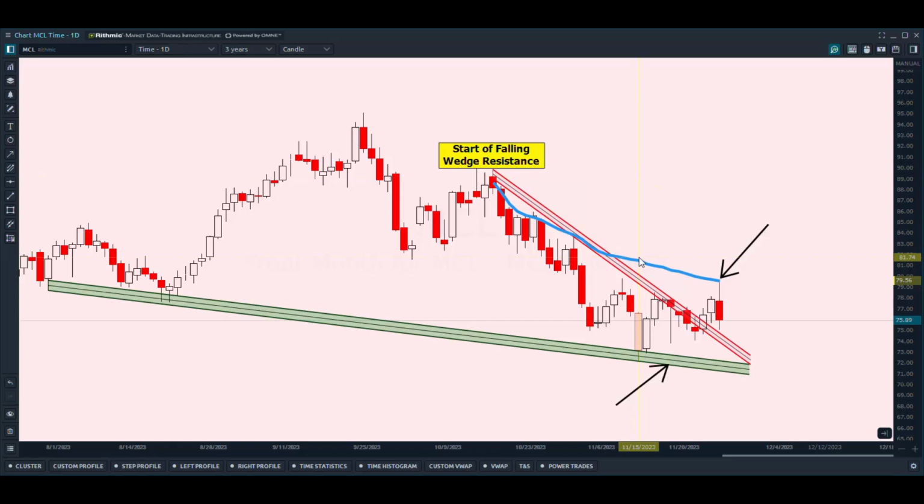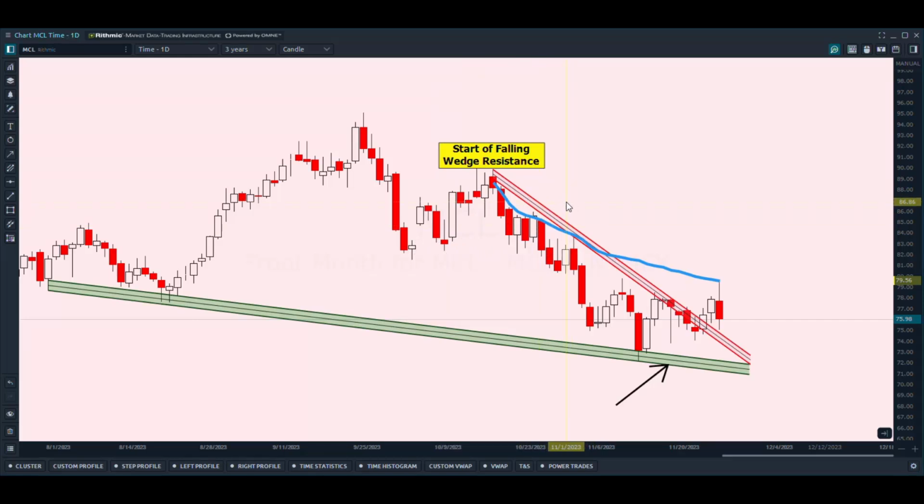You have to use that if-then for any of this. If you break and close above resistance, then your upside target is initially the falling wedge resistance. And you always have to essentially look at these things in incremental analysis. We don't know what the next upside target is until we have a daily close above this VWAP. Now, if we did have a daily close above this VWAP, this previous support zone here would then be your next upside target.